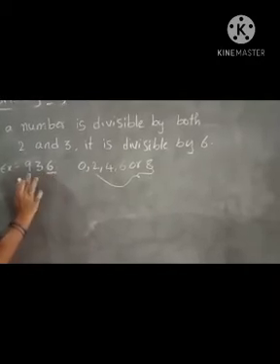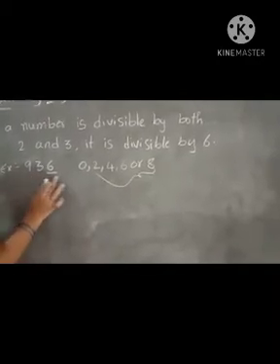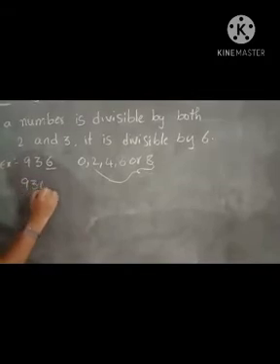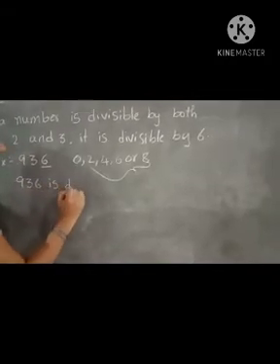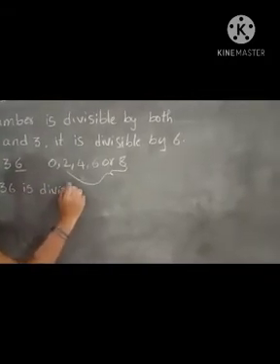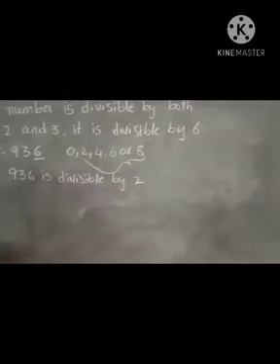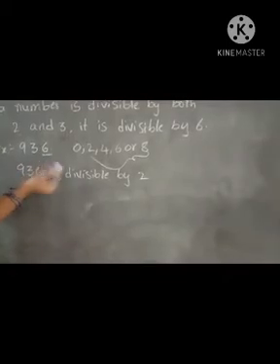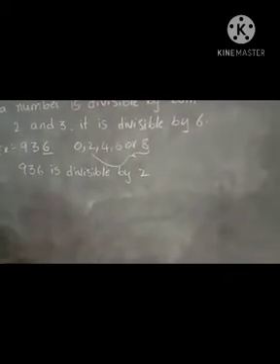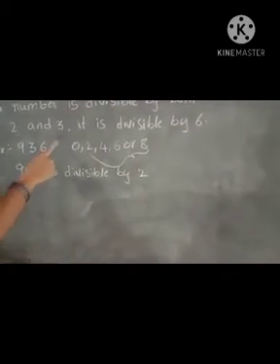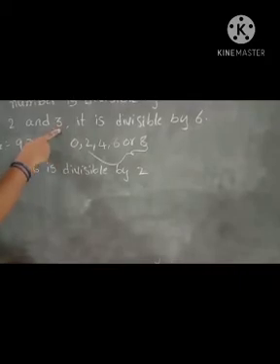So here, is this number divisible by 2 or not? Yes. 936 is divisible by 2. Why? Because in ones place an even number is there. Again, one more checking is there. What is that? Again we have to check whether the number is divisible by 3 or not.